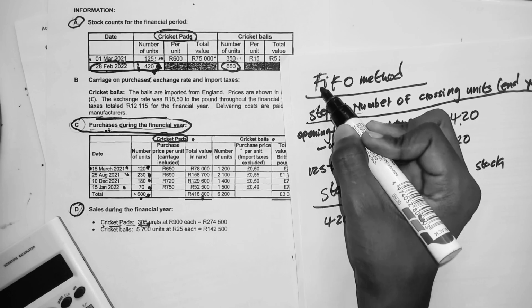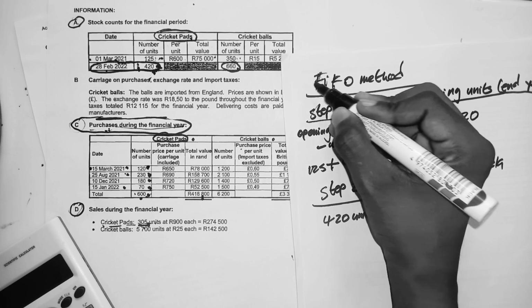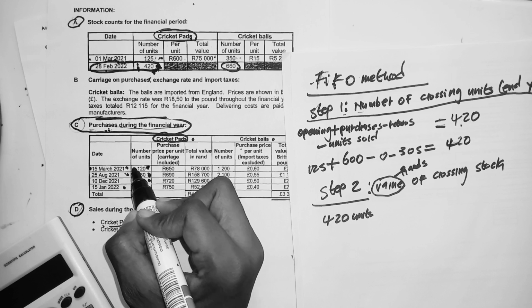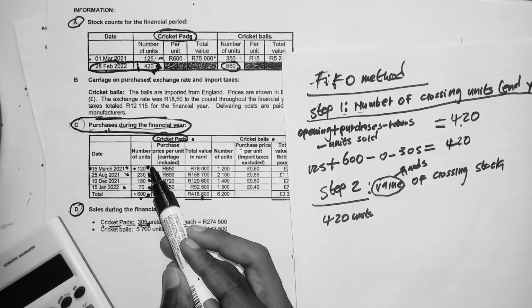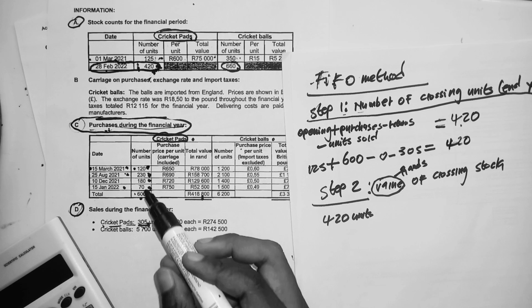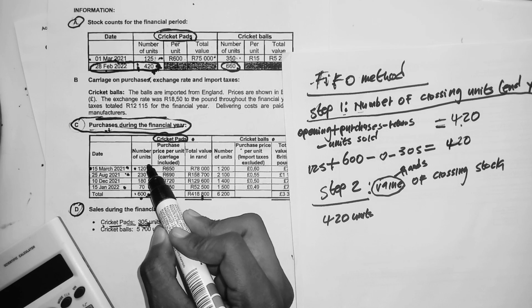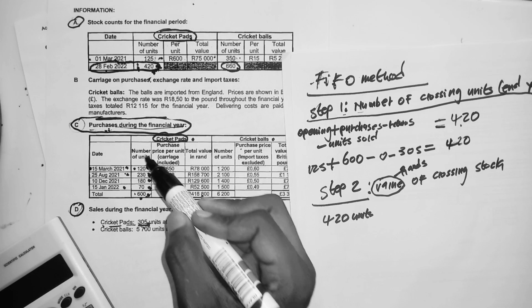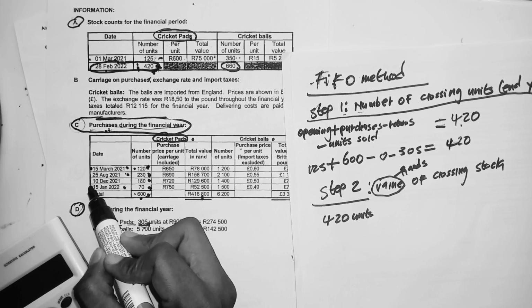So first stock means first in, first out. This is the first stock to be in our business. It also means this is the first stock to be sold out of our business. So now when you are doing FIFO, you don't focus on the earlier stock, the first stock. You focus on the latest, the one that is towards the end of the year.